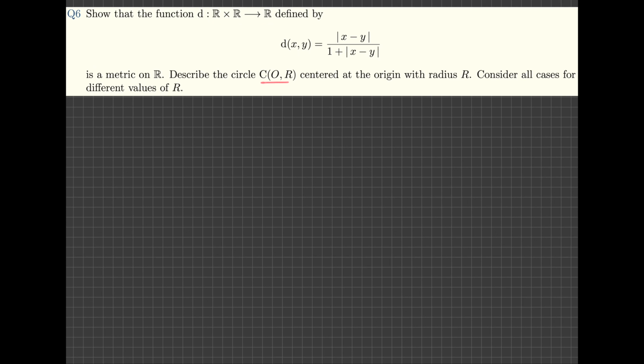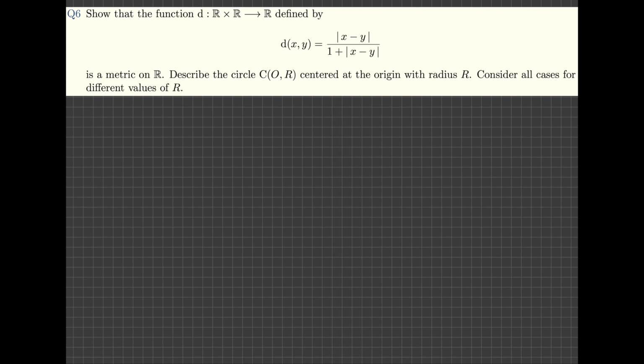Okay, so to do this, we have to show that this function d defined in this way satisfies 4 properties that we expect for a metric. The first property is that the output of d should be a non-negative number for every choice of x and y from the set of real numbers. But this is automatically satisfied by this definition.